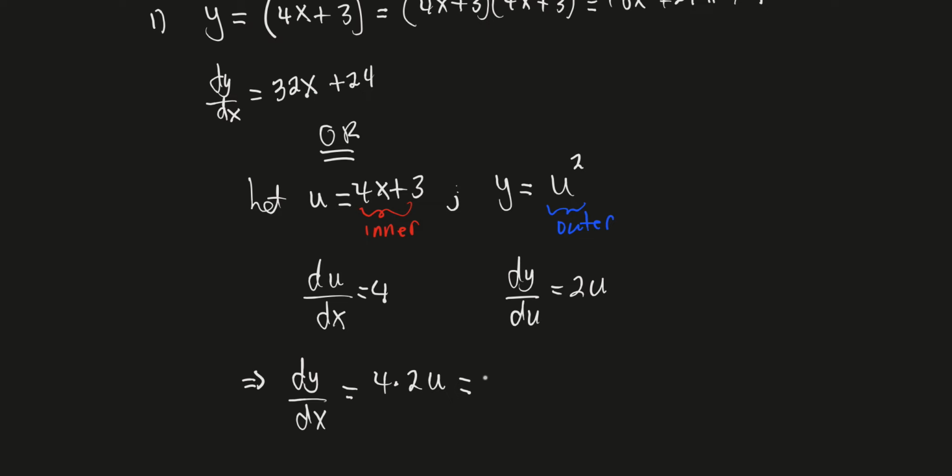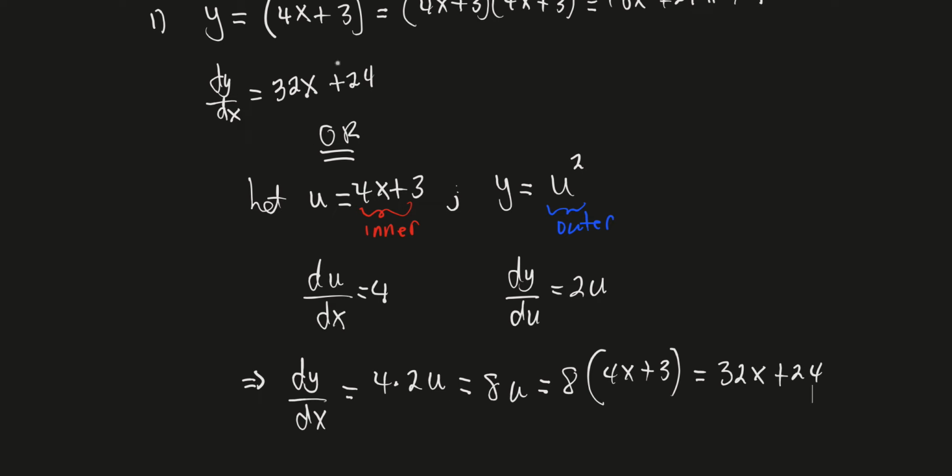So this would be 8 times u. But now this is where I do the composite again. Wherever there's a u, I replace it with 4x plus 3. So this is 8 times the quantity 4x plus 3. And if I distribute my constant, I'll get exactly what we got up here, the 32x plus 24.